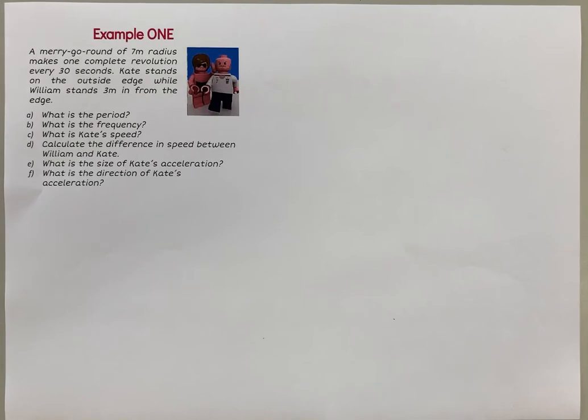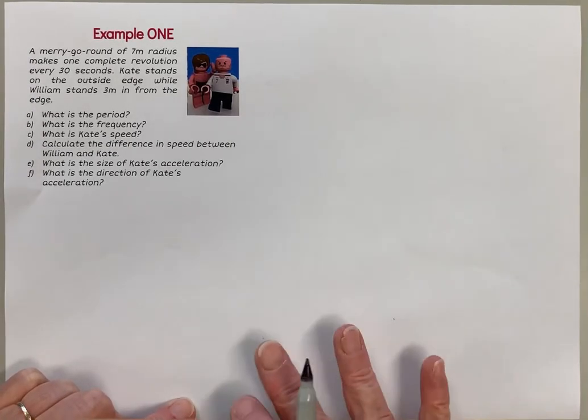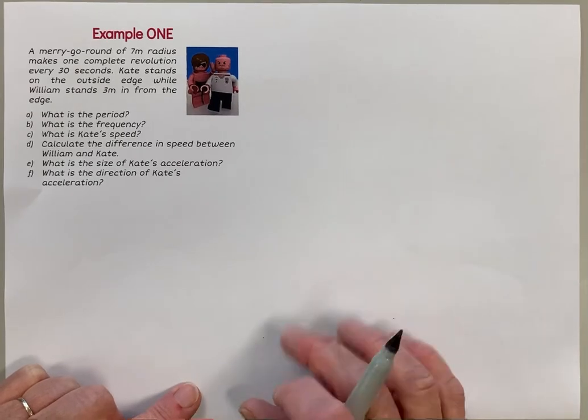This question is about Kate and William, and they are on a merry-go-round. Before I even start the question, I want to draw a diagram of what we're actually working out, because decoding the question is really important, and sometimes drawing a diagram is a really good way to do that.